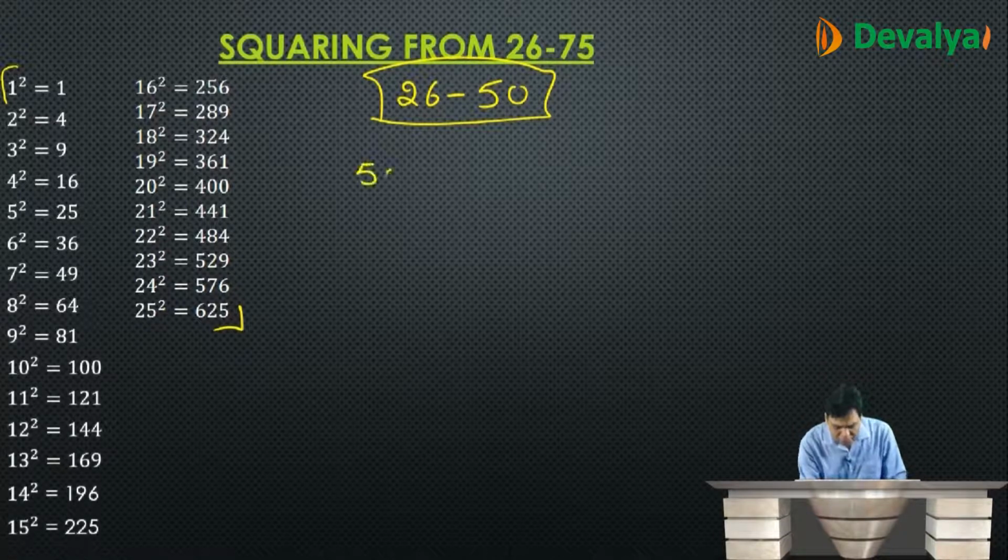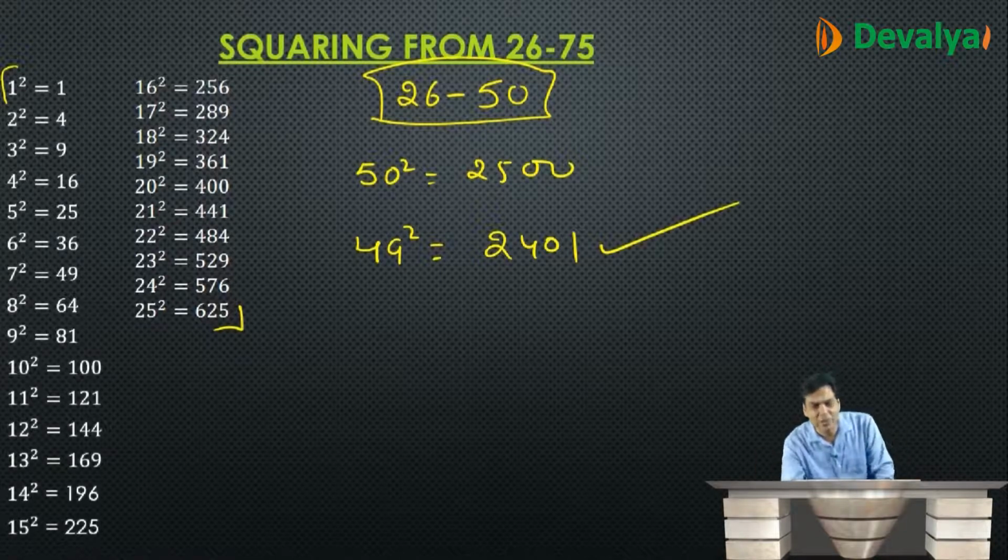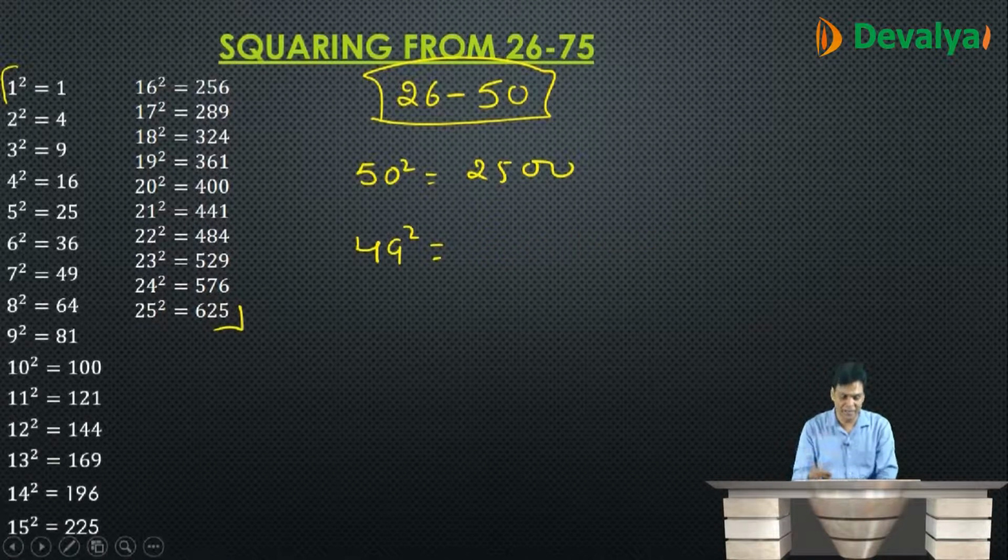We know the square of 50 is 2500. It's not a big deal. But what is the square of 49? If I write the square of 49 is 2401, you may think I have a perfect knowledge of this. No, I don't have a perfect knowledge of it, but still I am able to calculate it in a fraction of a second. How? How does my mind work in order to calculate the square of 49?